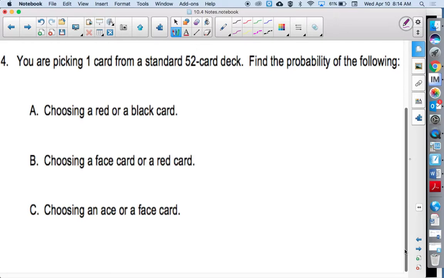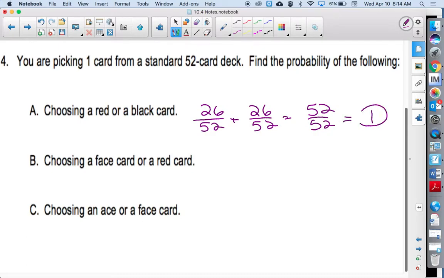Julian? 52 out of 52. Yeah, so 26 of them are red, 26 of them are black. So we have 52 out of 52, or just one. 100% probability of getting a red or a black card. That's the only thing that exists in a deck of cards. They're either red or black cards. Part B says find the probability of choosing a face card or a red card.